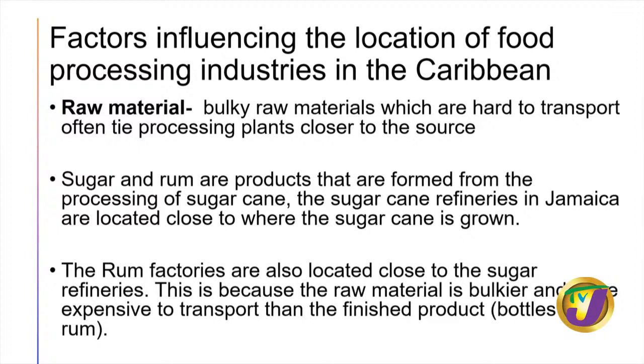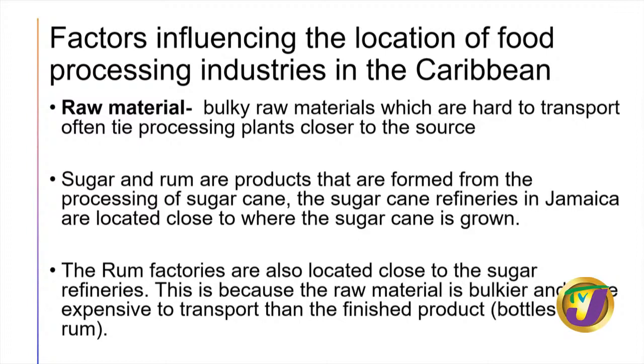So, a good example of that is the production of sugar, which comes from sugar cane, of course. Now, sugar and rum are products that are formed from the processing of sugar cane. And these sugarcane refineries in Jamaica are located close to where sugarcane is grown, right? Now, our sugar industry has experienced several challenges in recent years. We're going to be touching a little bit on some of those at the end of our lecture.